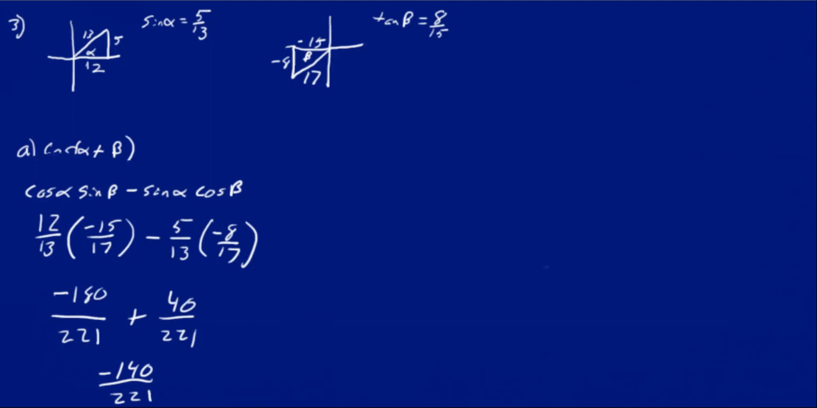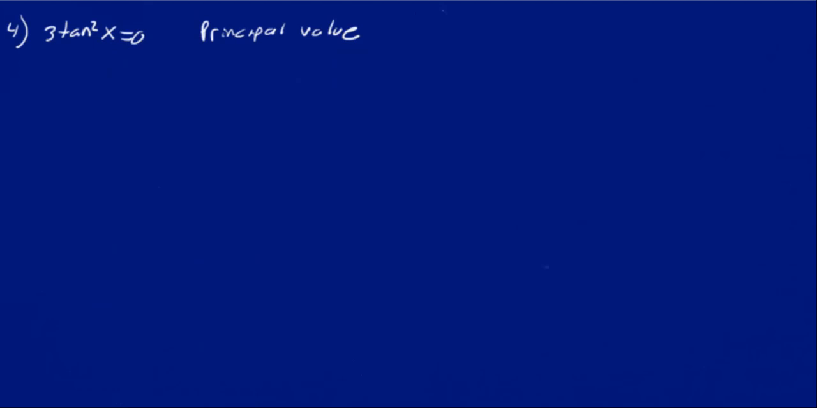I'm going to go ahead and do 4, 5, and 6. That's the most recent stuff we've been working on. Okay, 4 is solving a trigonometric equation. 3 tangent squared of x is equal to 0. And we're solving it for the principal values. The principal values for the tangent of x, I'll just bring them together here, is going to be from positive pi over 2 down to negative pi over 2.